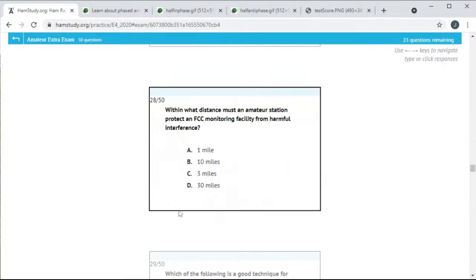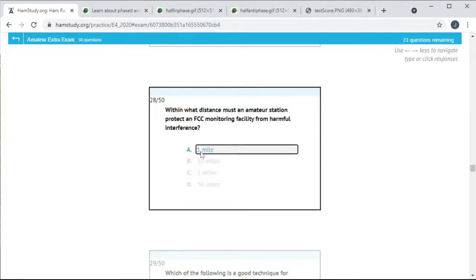Within what distance must an amateur station protect an FCC monitoring facility from harmful interference? A, 1 mile. B, 10 miles. C, 3 miles. D, 30 miles. I believe it's 1 mile.